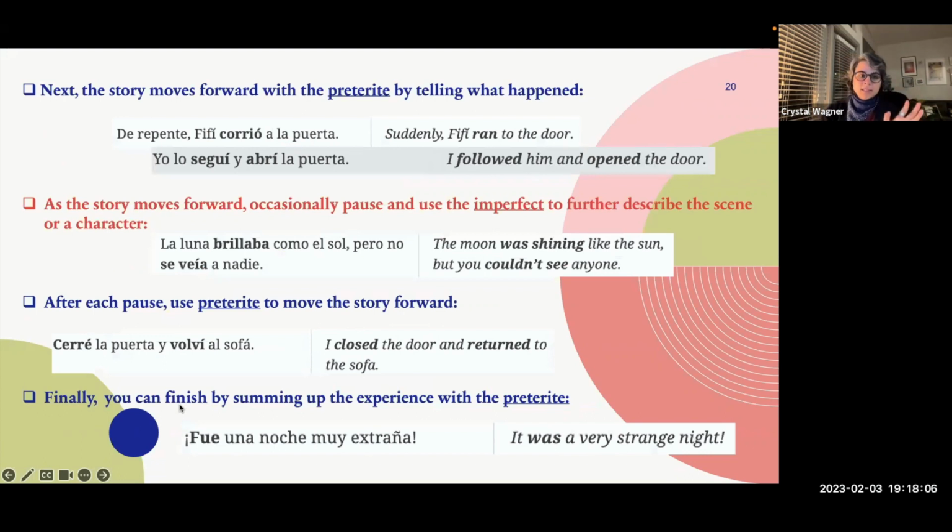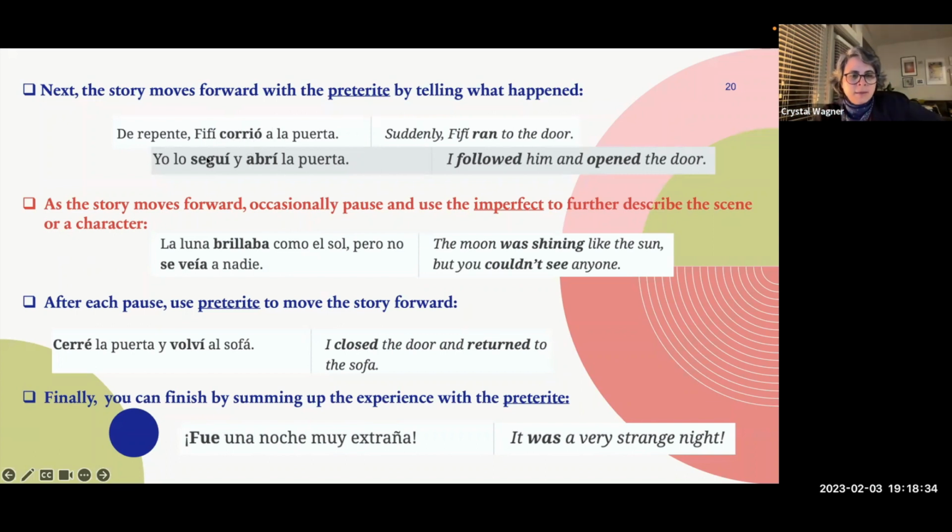Okay, next, we have to move the story forward. And of course, we're going to use the preterite because, again, sequence of actions. And so this moves the story. De repente, this is a keyword right here because this was like ongoing, and suddenly something happens, interrupts everything. De repente, Fifi corrió a la puerta. So of course, I'm going to use the preterite here, right? This action happens. This is an event.